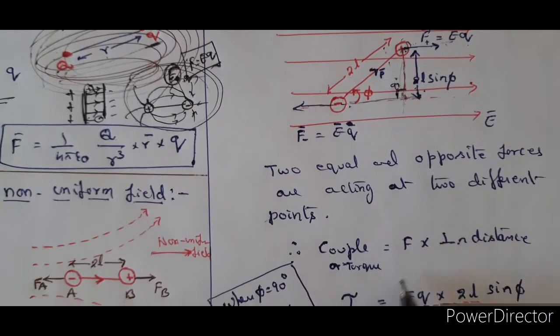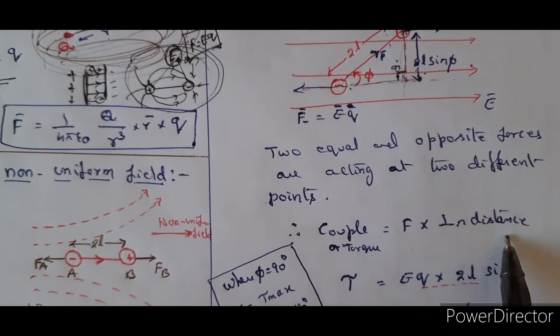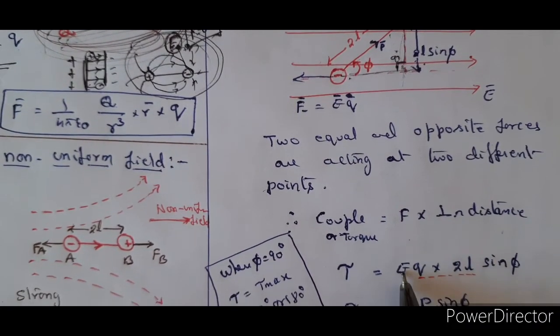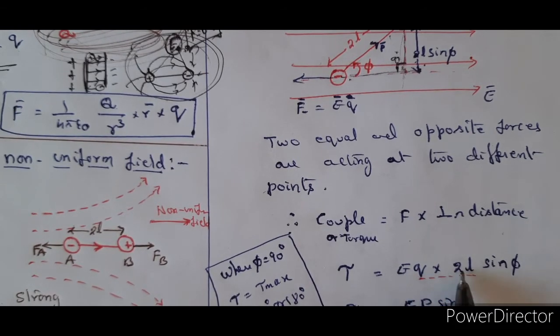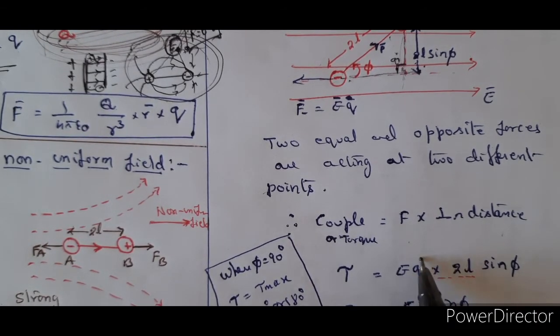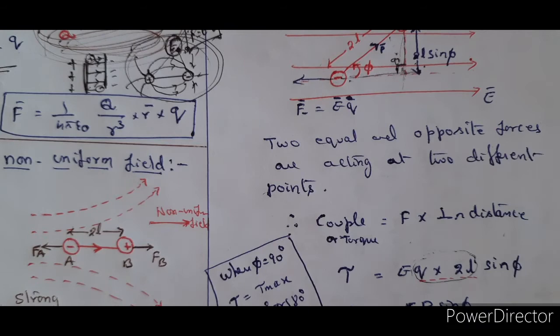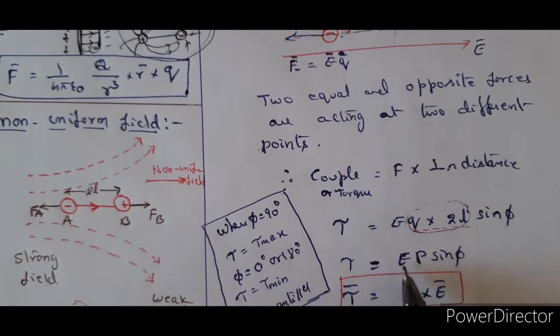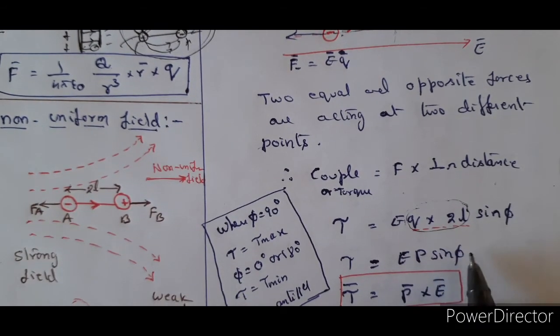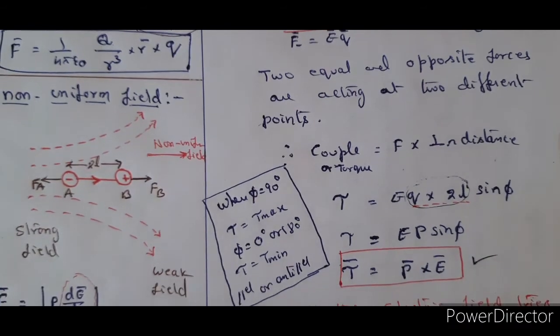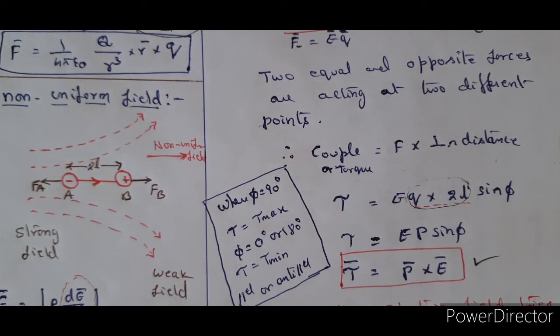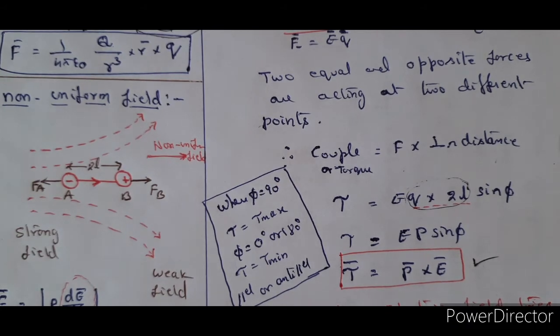Therefore, couple or torque is equal to force into perpendicular distance. Magnitude of each force is EQ. So EQ into 2L sine phi, where Q into 2L is dipole moment. Charge into length of the dipole is dipole moment. So therefore you will replace it as EP sine phi, and in the vector notation we will write it as tau bar is equal to P bar cross E bar.